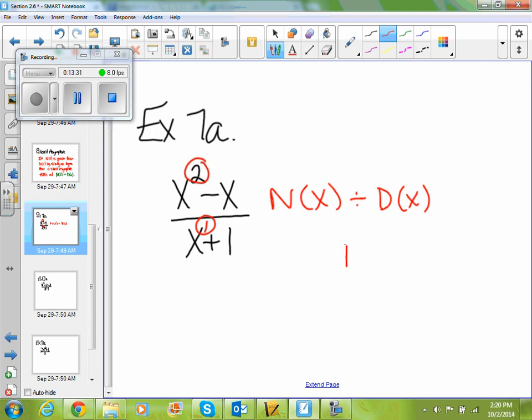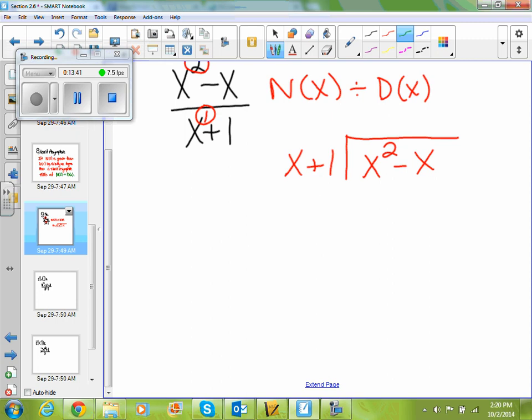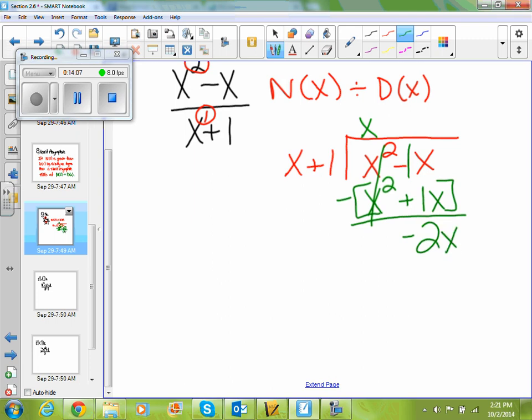Okay, so my numerator is x squared minus x. My denominator is x plus 1. And we're going to do some polynomial long division. Okay, so x goes into x squared exactly x times. x times x is x squared. 1 times x is positive 1x. Then if I subtract that whole thing, x squared minus x squared cancels. Negative 1x minus 1x is negative 2x.